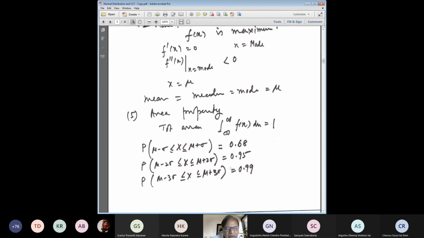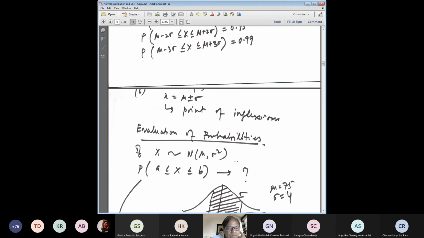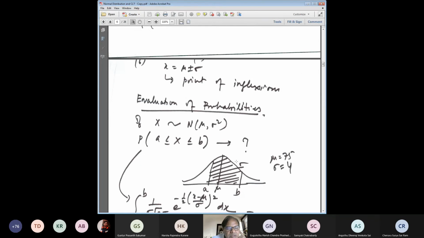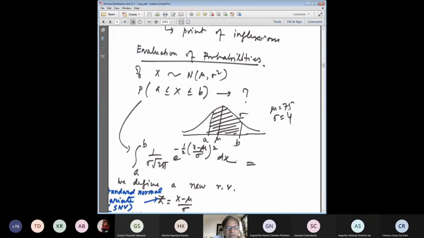So I will show you how these values have come. The main question is how to evaluate the probability. As you know, in case of a continuous random variable, if I want to find the probability that x lies between a and b, and I know the form of the density function, say in this case there are two parameters, mu is 75, sigma is 4. So you put mu 75, sigma 4, and for a you choose, say, minus 1.5 to 1.75, and solve this integral.